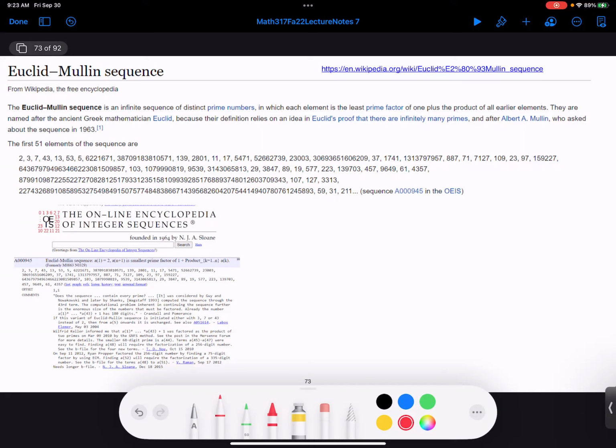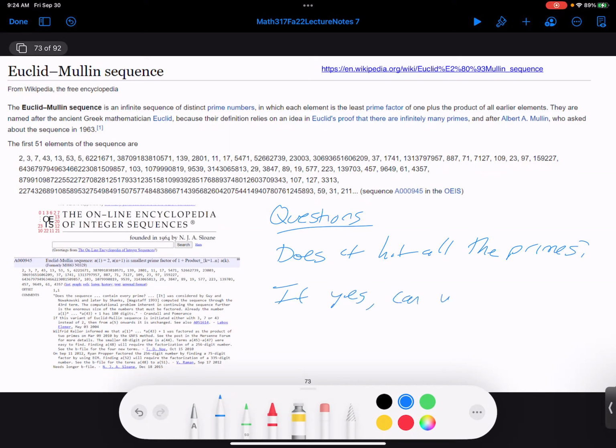And so there's a lot of questions you can ask about this. Can anybody give me some questions? When you see data like this, what questions might you ask? One is, why is this useful? What else? Does it hit all the primes? If yes, can we quantify when? How far do I have to go to guarantee that I get a certain prime?